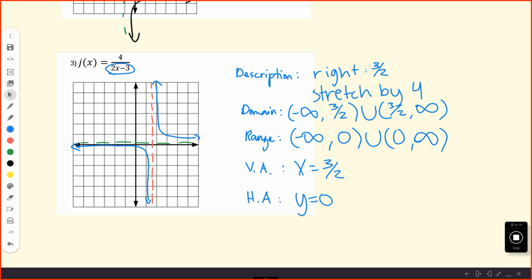Okay, what about the next part? The next part is, given the description, we're going to write the function. I'm just giving you one example for that. So it's a lot of descriptions, a lot of transformations, but we're going to write that as a function.